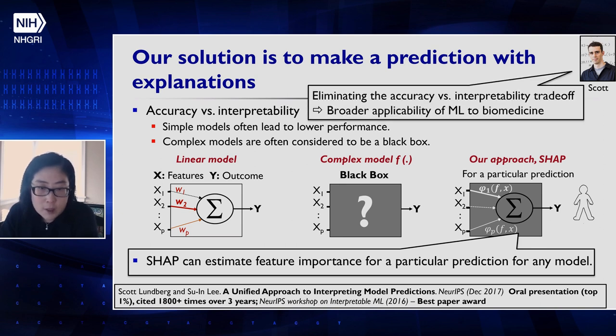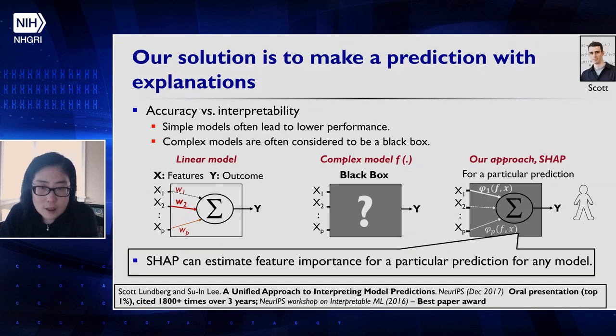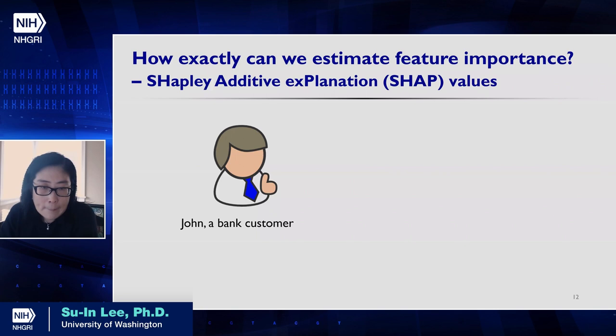To us its ability to provide simple explanations of predictions from arbitrarily complex models eliminates the typical trade-off between accuracy and interpretability. So how exactly do we estimate the feature's importance? To give you a very high level idea, I'm gonna use a very intuitive example.